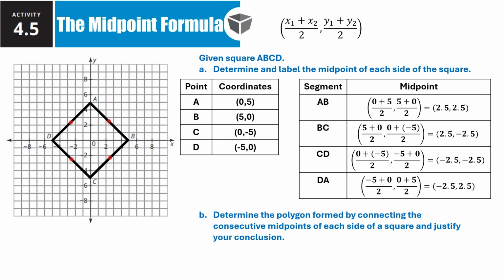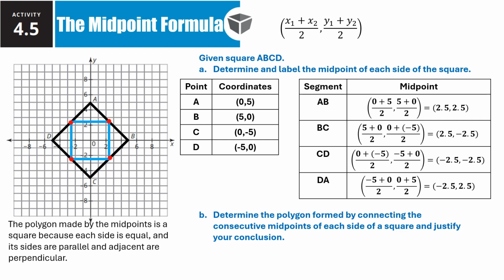For part B, the problem asks to determine the polygon formed when connecting the points formed by the midpoints. The polygon made by the midpoints is a square because each side is equal, and its sides that are parallel are opposite and adjacent sides are perpendicular. We know this because each side is equal to 5, and each side is perfectly vertical and horizontal.